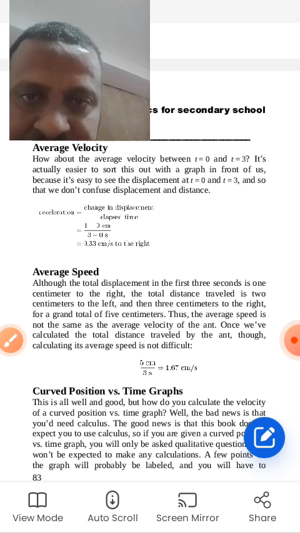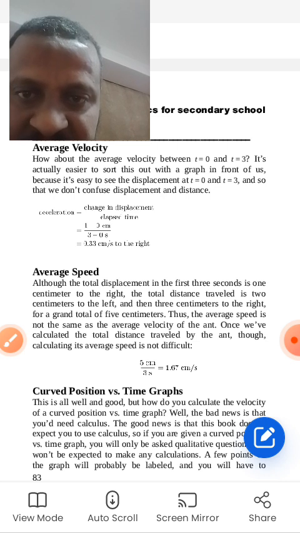Average speed. Although the total displacement in the first 3 seconds is 1 centimeter to the right, the total distance traveled is 2 centimeters to the left and then 3 centimeters to the right, for a grand total of 5 centimeters. Thus, the average speed is not the same as the average velocity of the ant. Once we have calculated the total distance traveled by the ant, calculating its average speed is not difficult. That means 5 centimeters over 3 seconds is equal to 1.67 centimeters per second.